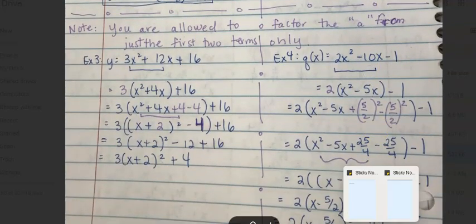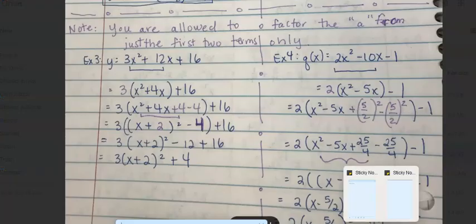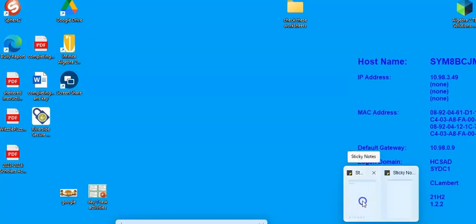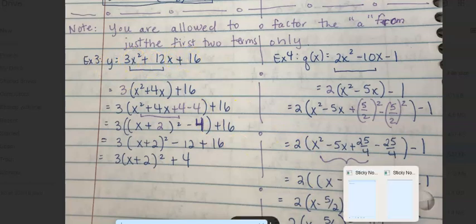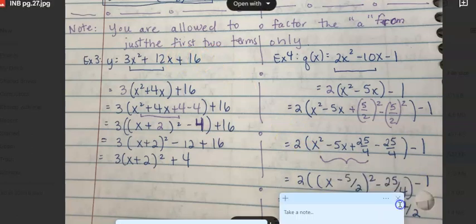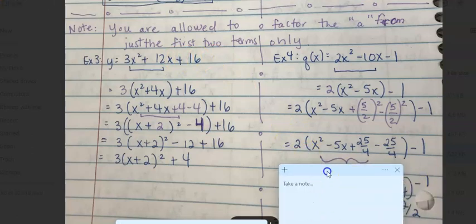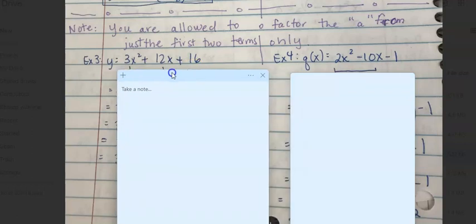Next, I would like you to write a note before continuing to step 3 and step 4. The note says you are allowed to factor the a from just the first two terms. You don't necessarily have to factor it from all three terms. So in this case, you'll notice that the 16 is not divisible by 3. So this is actually good because I'm going to take it out of just the 3x squared and the 12x.